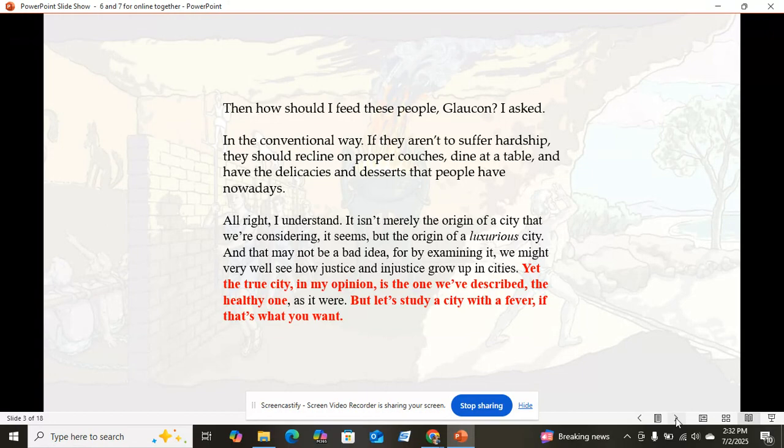In other words, that small town, simple life, temperate life, self-controlled people, living simply, having what they need, and being at peace with one another. He said, but let's study a city with a fever, if that's what you want. In other words, he's saying once you get to a luxurious city, you've moved away from temperance, you've moved away from self-control, you've moved away from wisdom, and you're not going to have a just city. You're not going to have a just society. You're going to see how justice and injustice grow up together in a society.